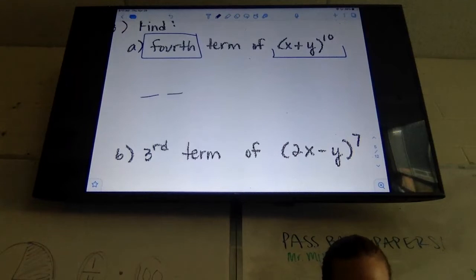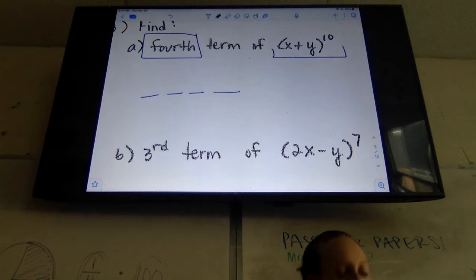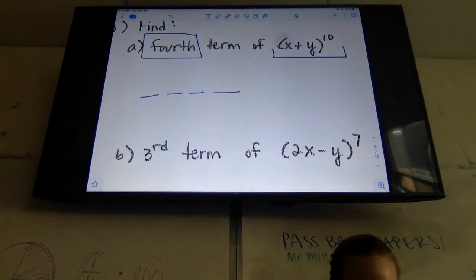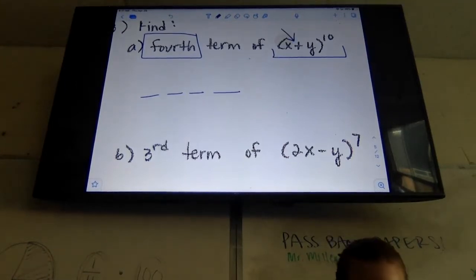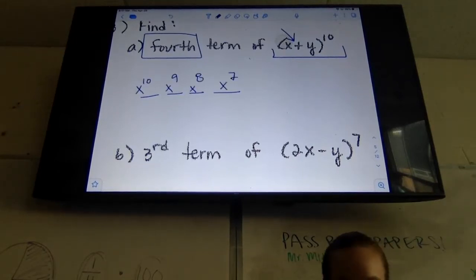Okay, if you remember, the way we started was I wanted to go to the 4th term. So I counted off 1, 2, 3, 4 spots. And I asked, what is my x when I'm in the 4th term? Well, we know that the x's, do those go up as you go across the page, or do they go down? Down. So they're going to go down as I go across the page. So I'm starting with x to the 10th, and then x to the 9th, x to the 8th, and then x to the 7th. I only care about this 4th spot. So I put x to the 7th. That's all I care about.